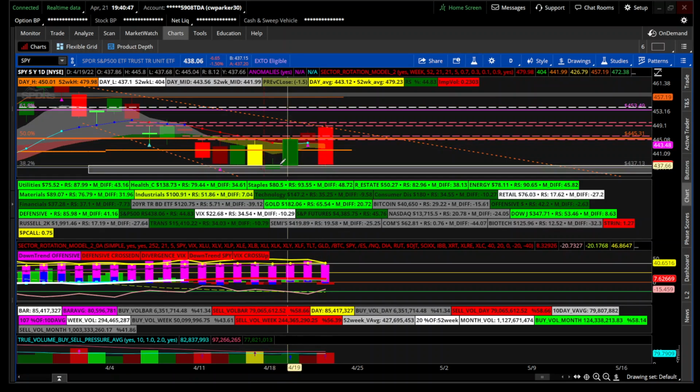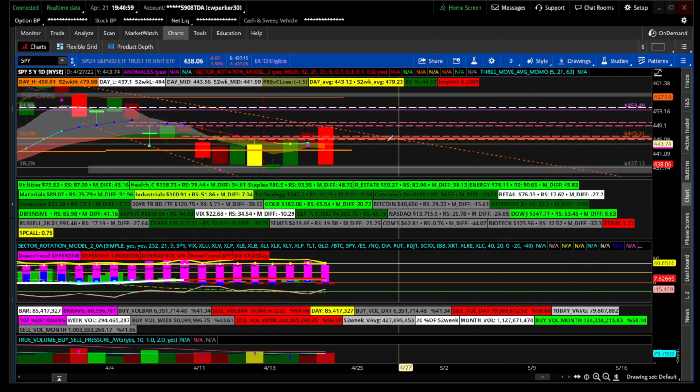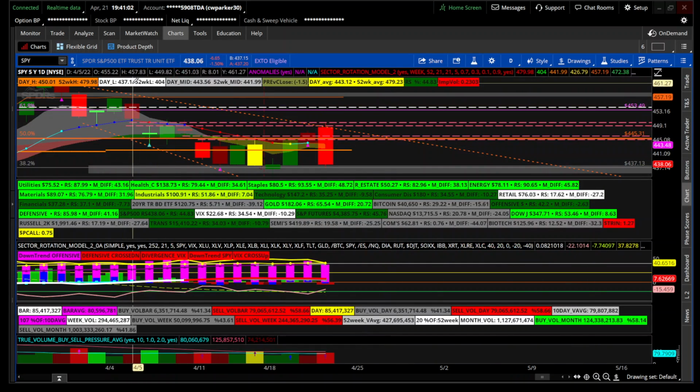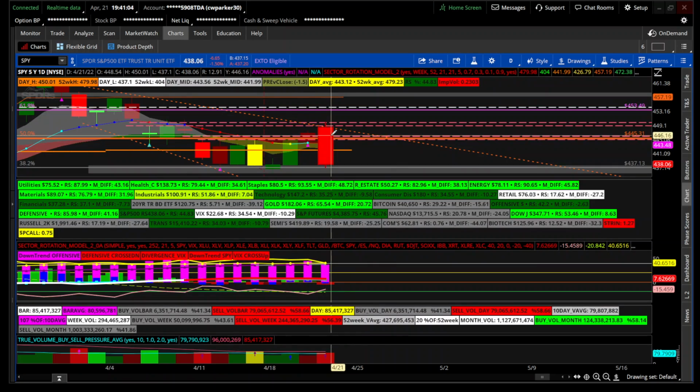So I just wanted to go over how to use the sector rotation model. I explained everything that was on here earlier. But I wanted to also say this is going to be available once I get done making the last few adjustments to it in a bundle. Everything on the screen you're going to be getting.